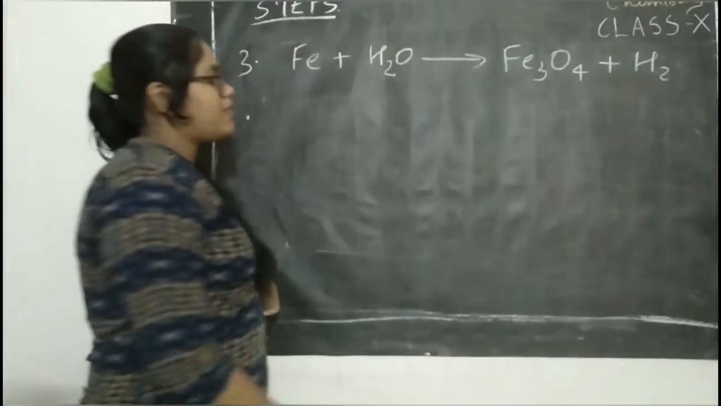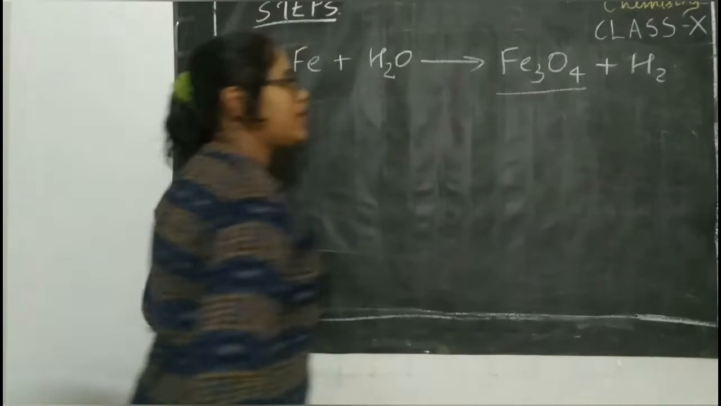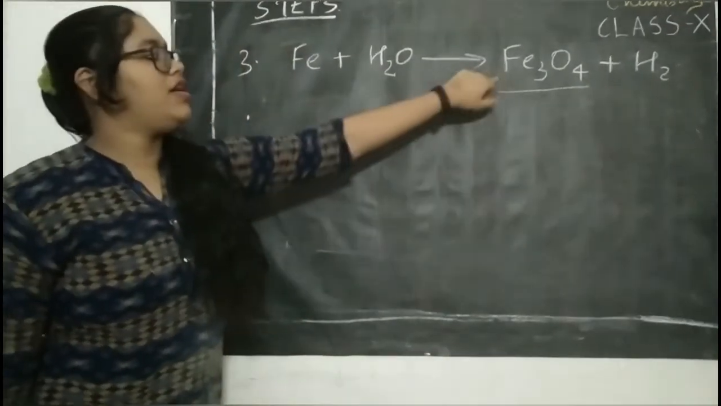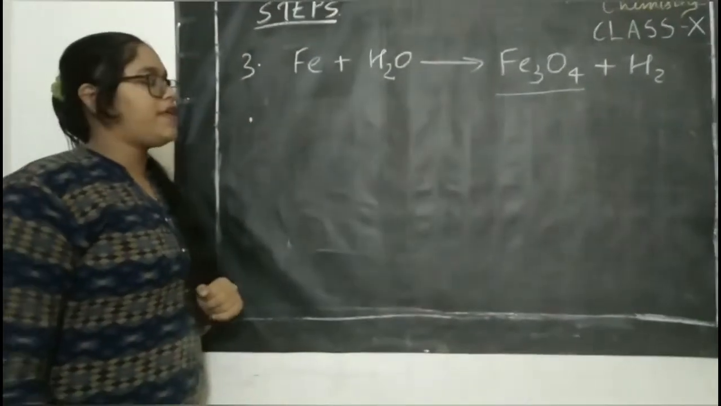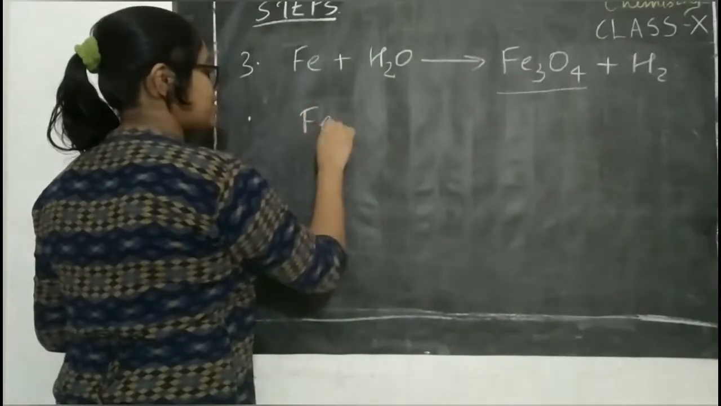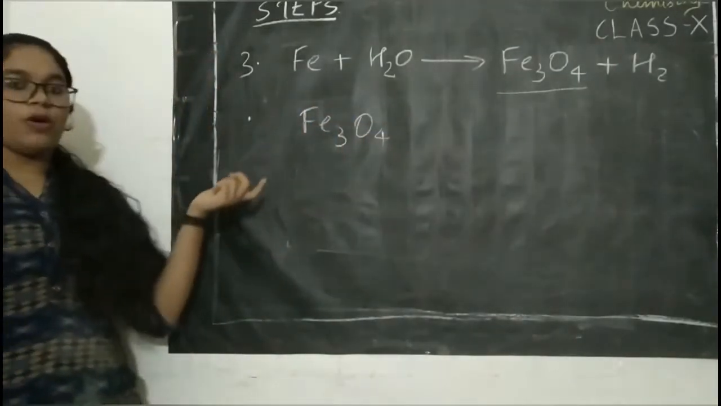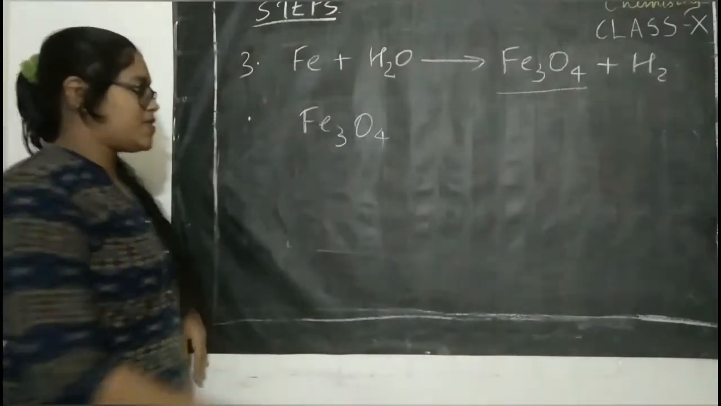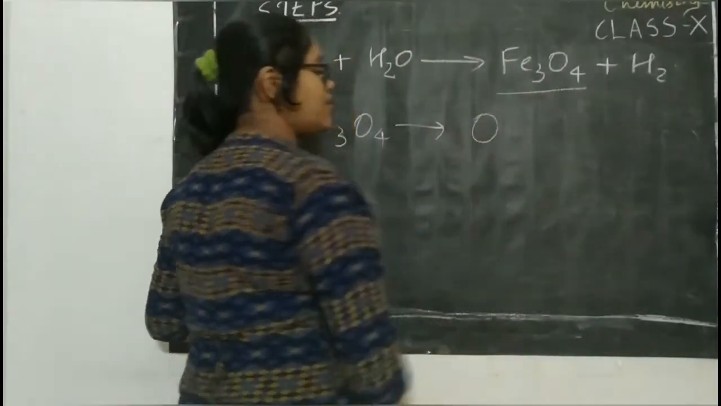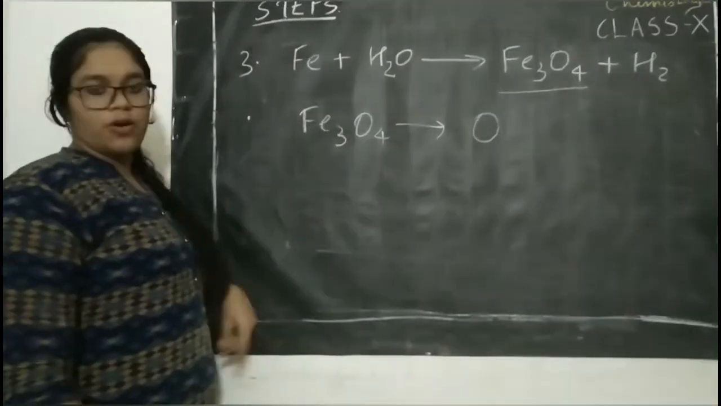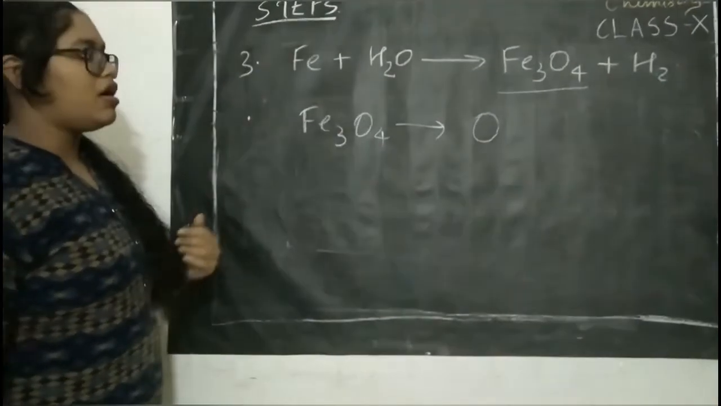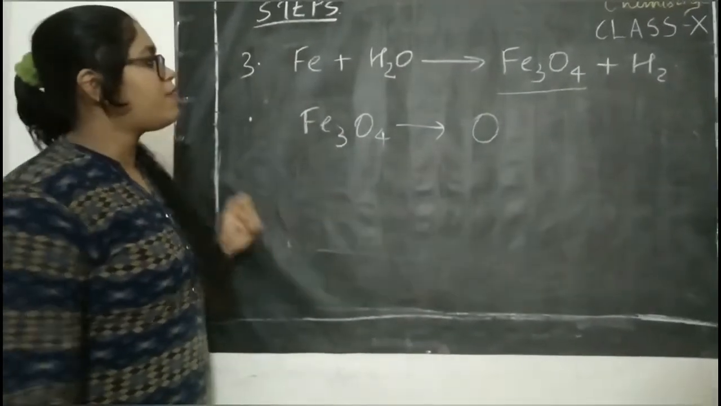So the third step, we identify the compound containing the maximum number of atoms. Here Fe3O4 has the maximum number of atoms, so we consider that. Now consider the element in this compound containing the maximum number of atoms. That is, oxygen has the maximum number of atoms in this compound. So next we will be balancing the number of oxygen.